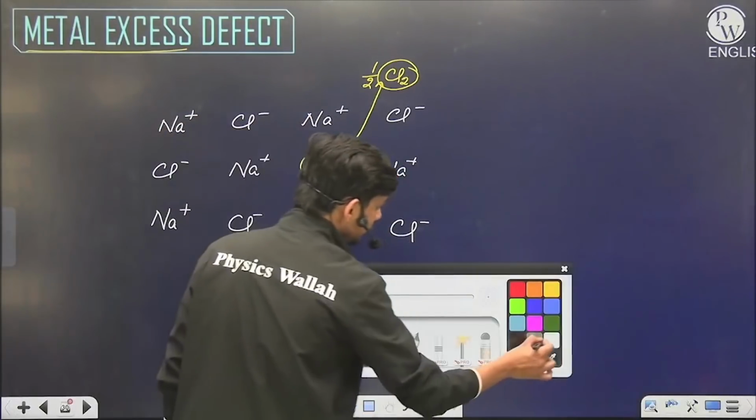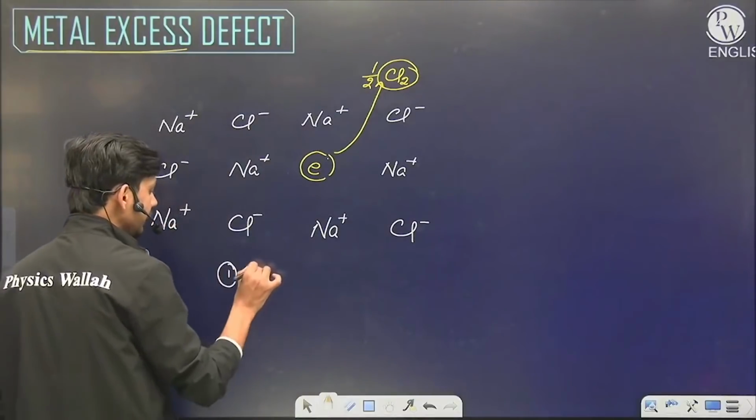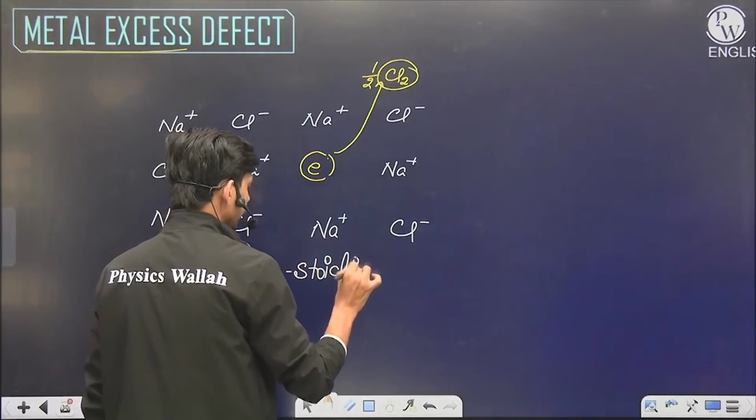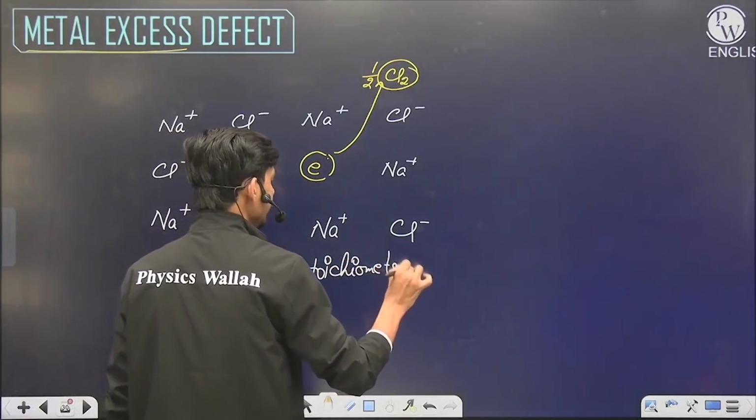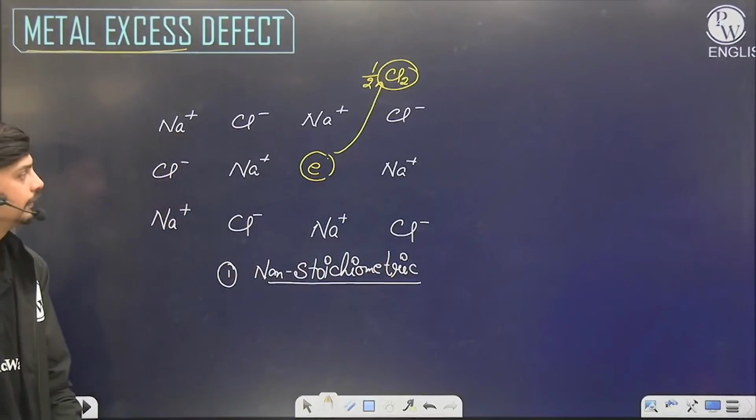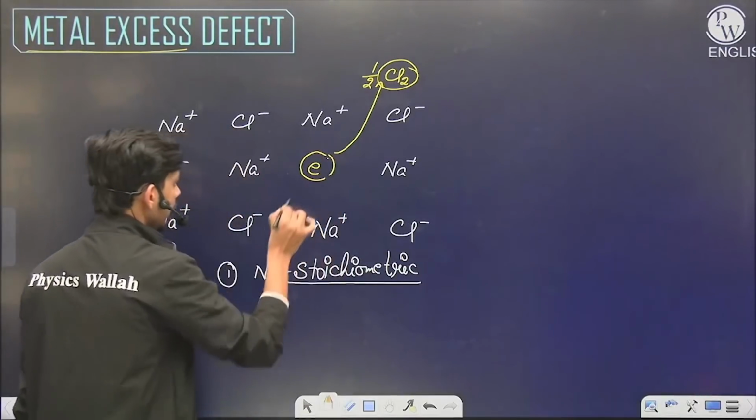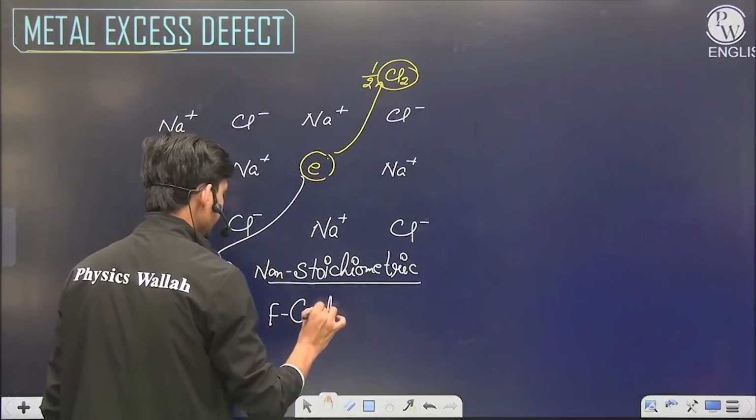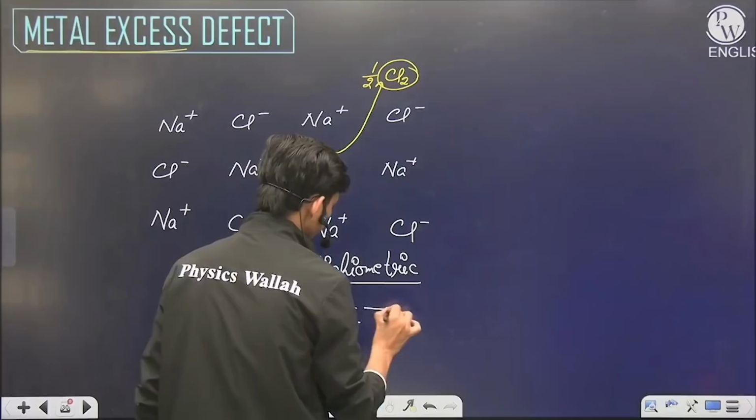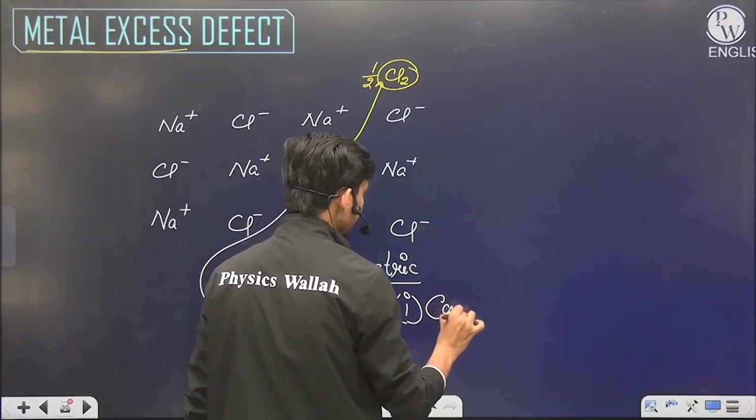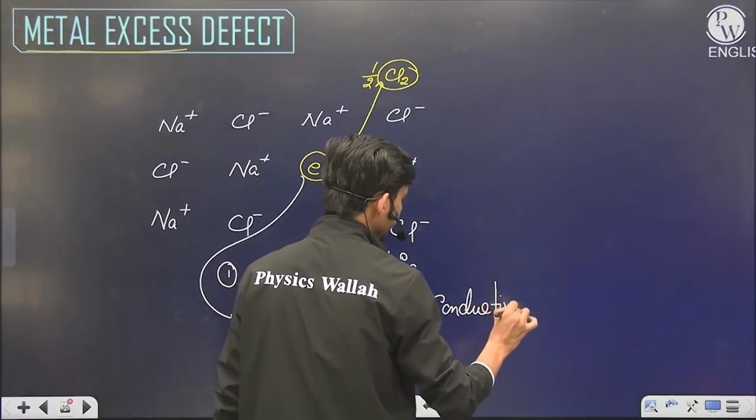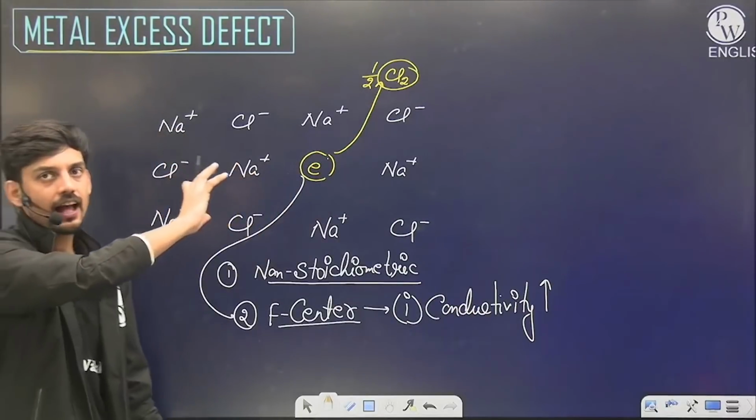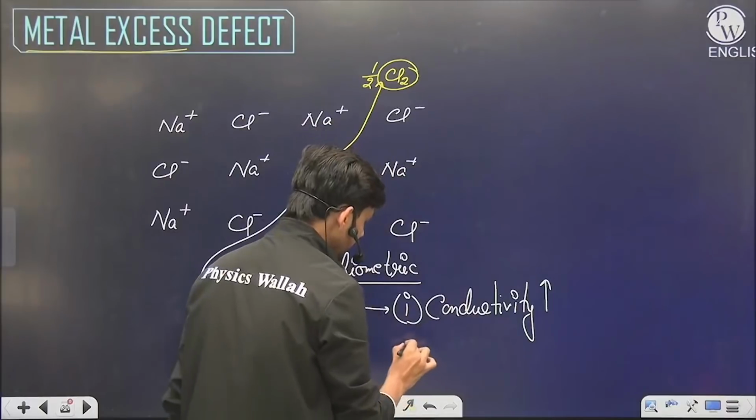Now this is changing the stoichiometry. So that's why this defect is called non-stoichiometric defect, first thing. Second thing, this electron is present here, and this electron is called F center. F center because it produces 3 effects. First, it raises the conductivity. It increases the conductivity as the electron is small. It can move freely in the lattice, and the free movement of charge will produce conductivity.